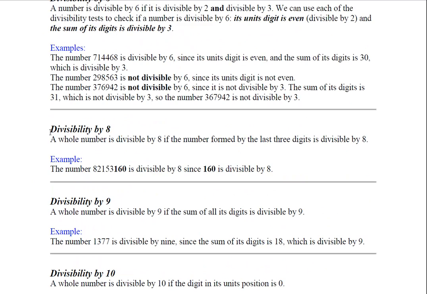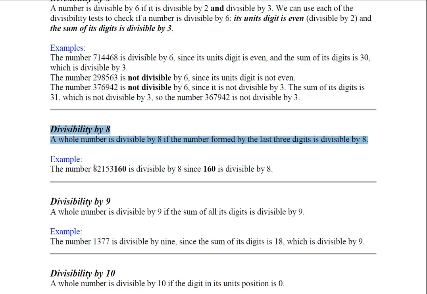Divisibility by 8. A whole number is divisible by 8 if the number formed by the last 3 digits is divisible by 8. So one more time. It's divisible by 2 if the last digit is even. In other words, 0, 2, 4, 6, 8, and so on. Divisible by 4 if the last 2 digits are divisible by 4. Divisible by 8 if the last 3 digits are divisible by 8.